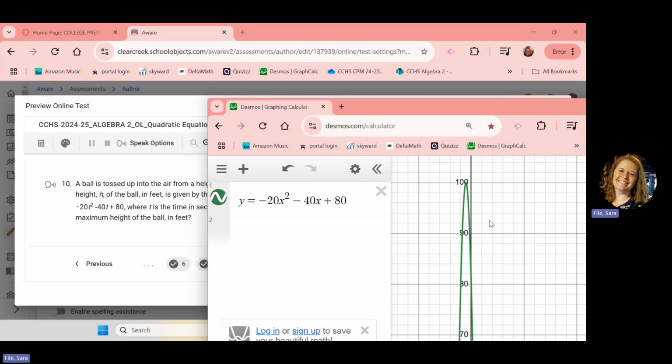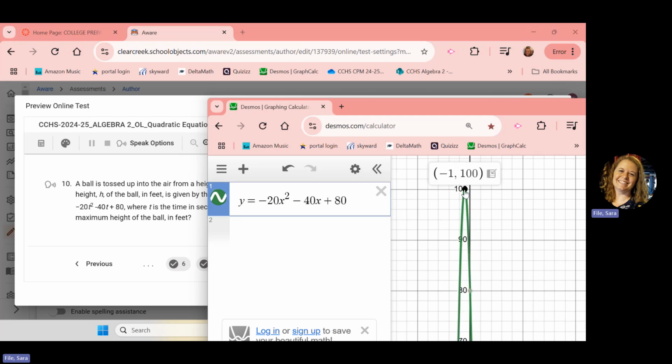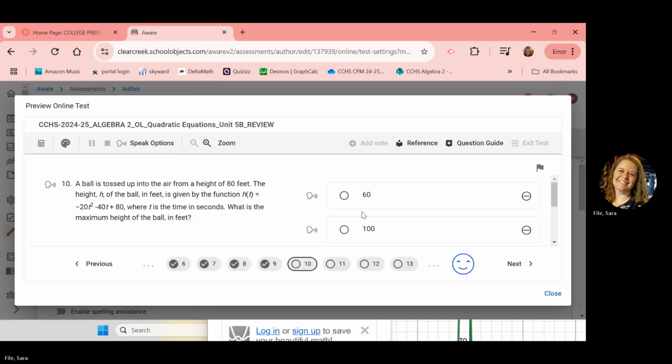I do not like this because that maximum is on the negative side, which doesn't make sense. So that is probably a typo. But the maximum of this parabola is at 100, which is an answer choice. I'll make sure the one on the test is not like that, because in the context of the problem, that doesn't make sense, since that happened at -1 seconds. But the maximum y value was 100, which is what it was asking for.